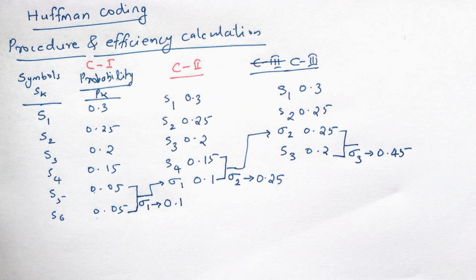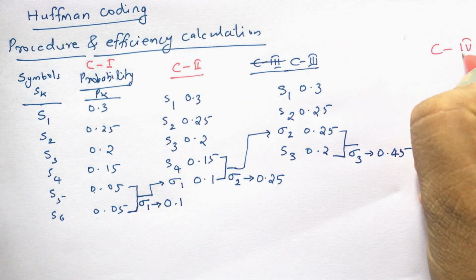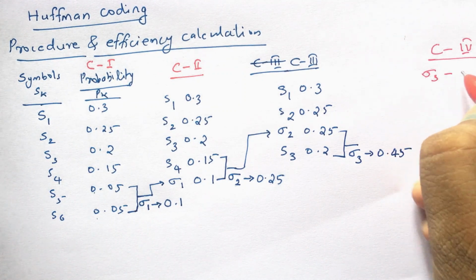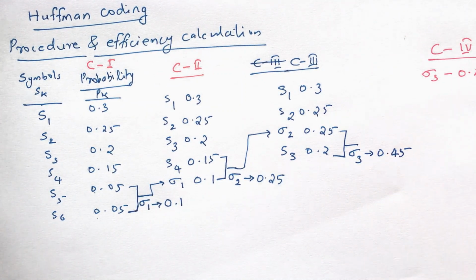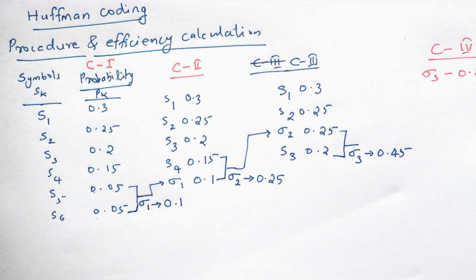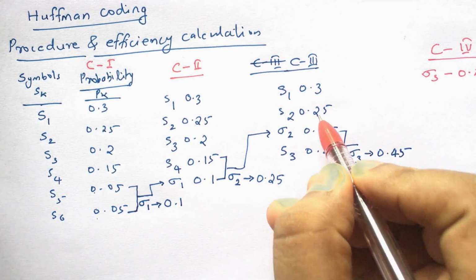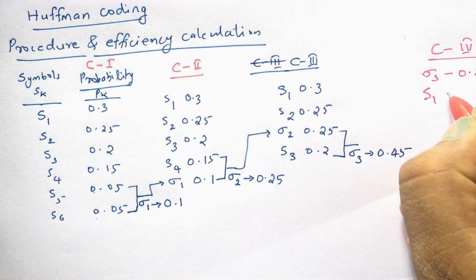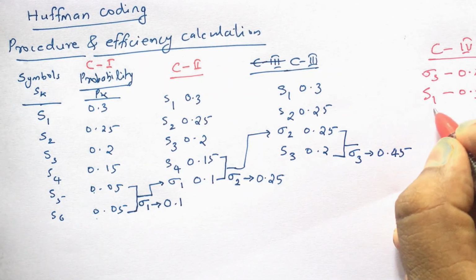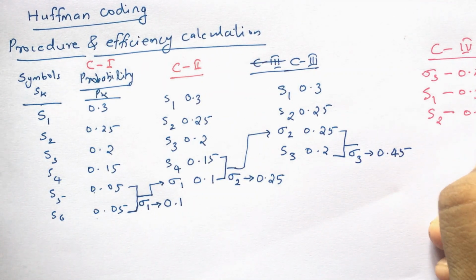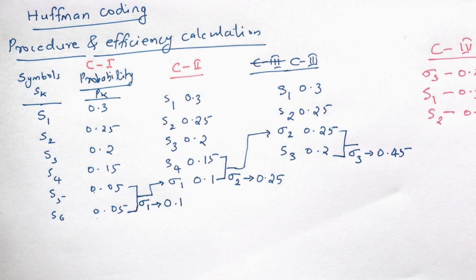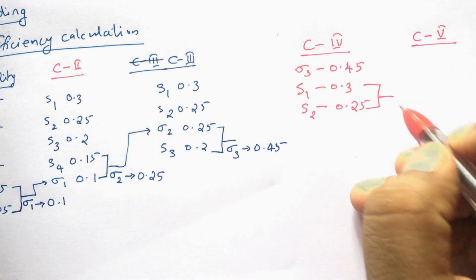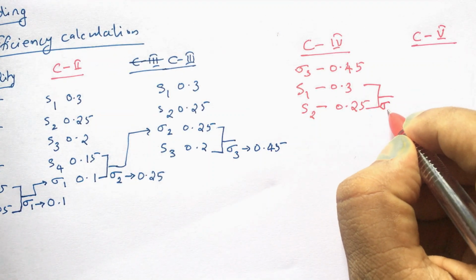Then I am generating the fourth column. Sigma 3 is the first one because it has the highest probability. S1 has 0.3, S2 has probability 0.25, but sigma 3 has 0.45. So next is S1, surely it is S1, then S2, that is 0.25. To generate the fifth column, you need to combine the last two symbols, S1 and S2, to give the new symbol sigma 3.